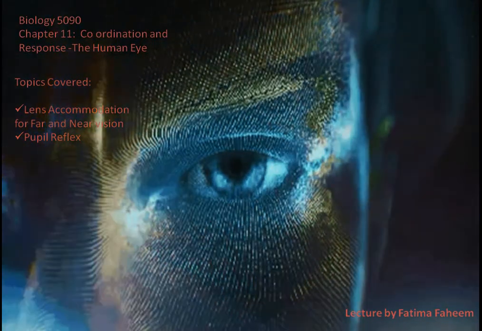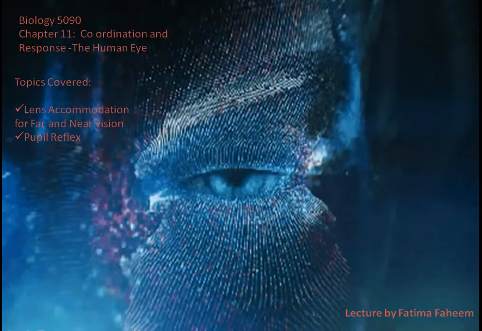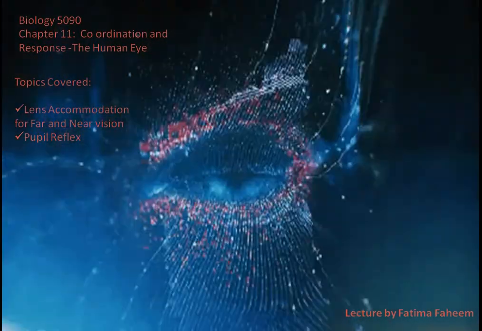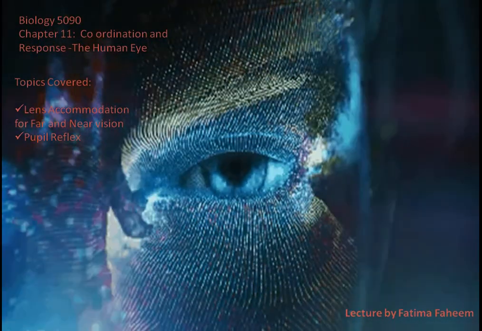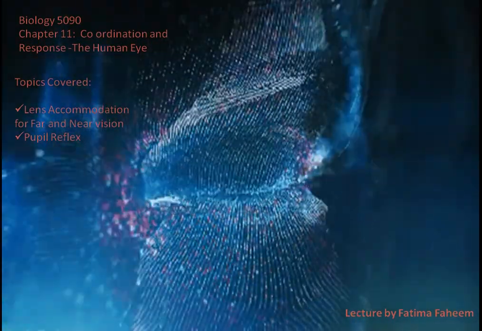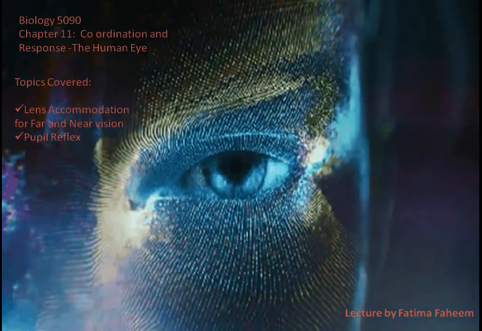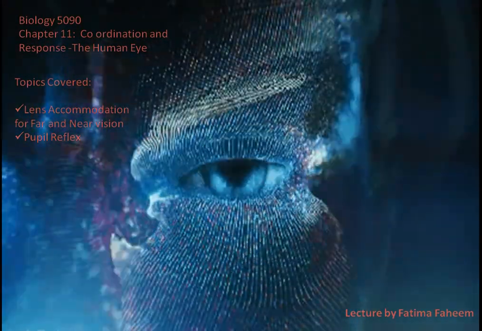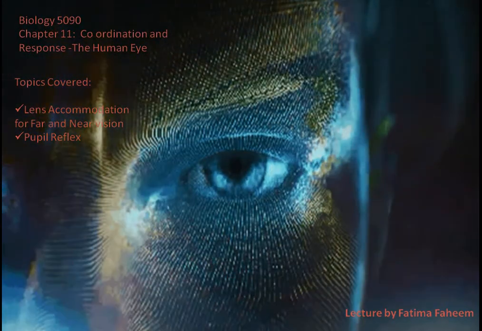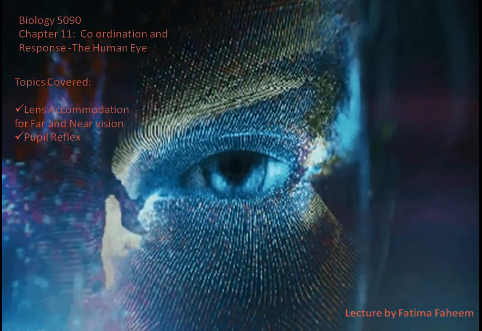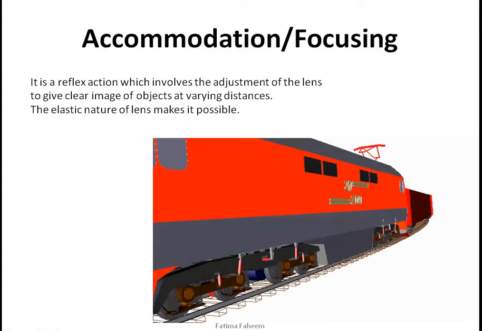Students, this is chapter number 11, Coordination and Response, the structure of human eye. In our previous lesson, we went through the gross structure of eye, both the frontal and horizontal views. We got to know about different structures and how they are operating and what their functions are. In today's lesson, we will go through lens accommodation for far and near vision, and we will see what pupil reflex is.